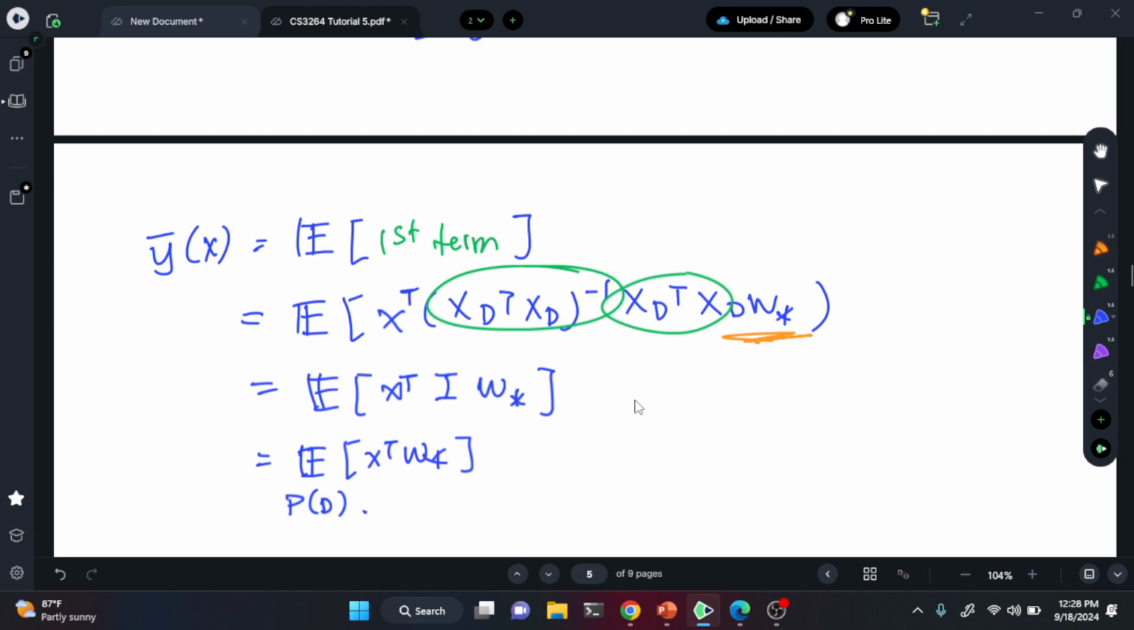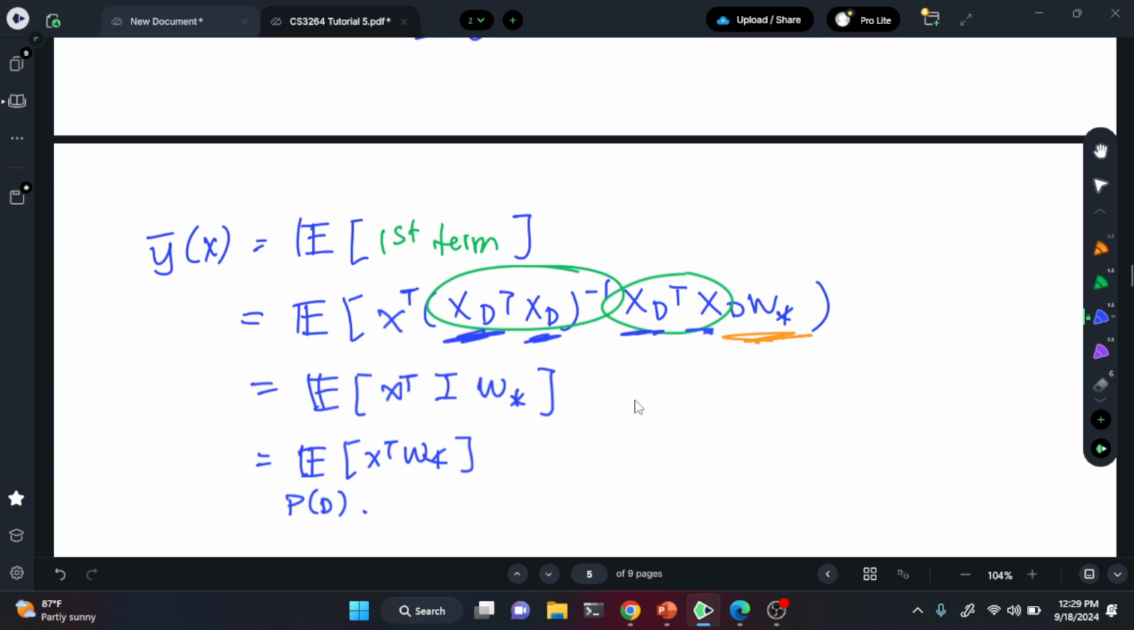But note that at this point, it no longer depends on my dataset, because there are no more D items inserted. Just now my XD transpose here, these were all depending on my D. But when I apply the Moore-Penrose pseudo-inverse, this part collapses into an identity matrix. Now it's just small x transpose I W star, which is now just small x transpose W star. It no longer depends on my D.